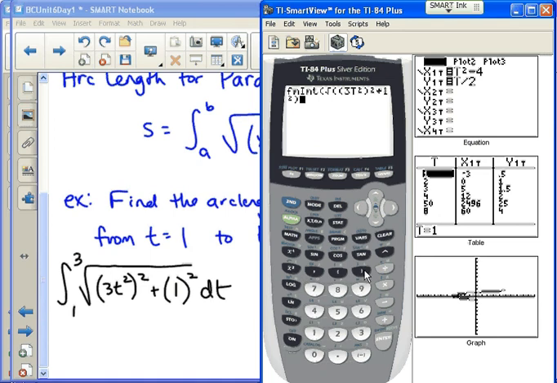Just so you know, I am in parametric mode, that's why it's giving me t's whenever I hit that button. You do not have to be in any particular mode for this to work. You can be in regular mode or in parametric mode. The only time you really need to worry about your mode is when you're graphing or using your table. So we get 26.110 as our length.